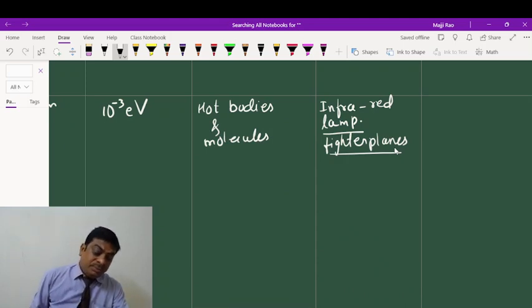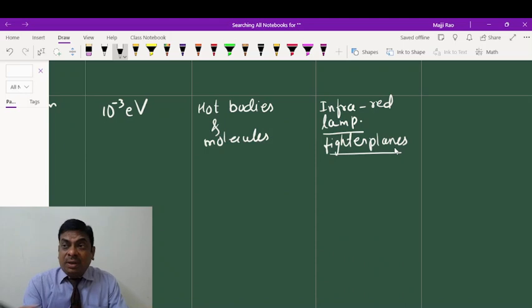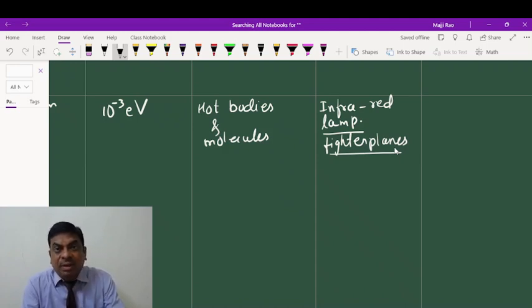Then, even in our day-to-day life, all of us use remote controllers for televisions or record players or any hi-fi system, anything. So they basically have a light emitting diode. They emit infrared radiation. The moment you press the button of the remote, infrared radiation comes out and operates the television or whatever it is.